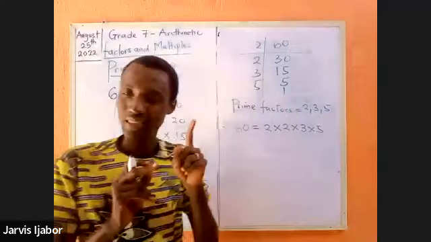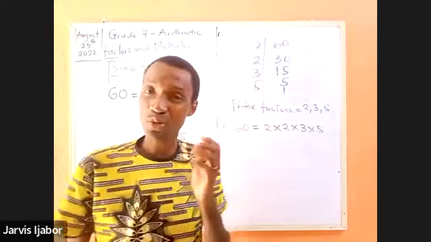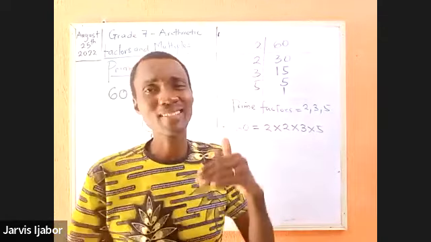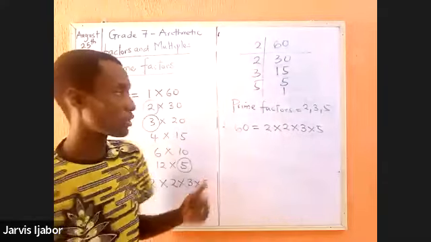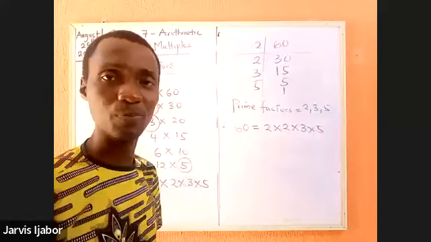So take note of that. You can be told to write down the prime factors of the number and you can be told to write out the number as a product of its prime factors. So take note of that as we go into the next aspect of this.